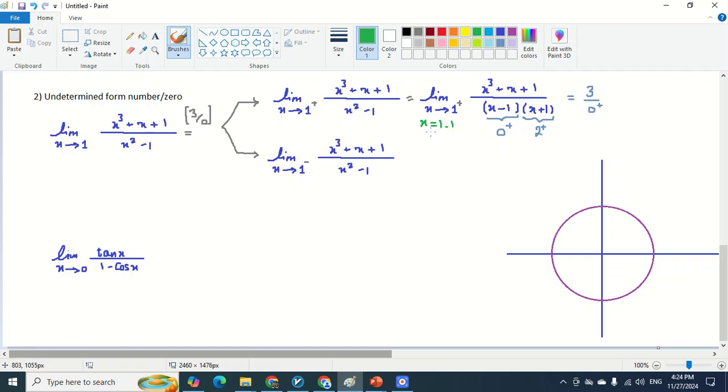If you put 1.1 instead of the x at the denominator, as you can see, the value will be 0.41, and that value is greater than 0, so it's 0 plus. And the number over 0 always will be equal to infinity, but the sign of infinity is based on the sign of the number and 0. Because the number is positive and the sign of 0 at the denominator is positive, positive over positive will be plus infinity.